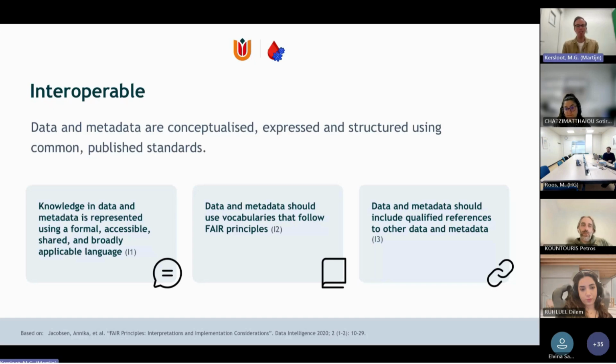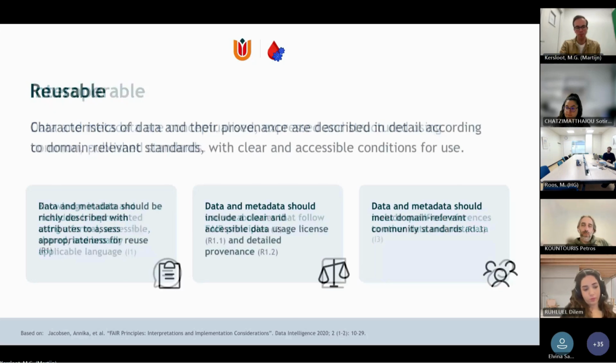And lastly, the data and the metadata should include references to other data and metadata. So for example, if you have reused data from another researcher, then you should maybe add a link to that. If you have carried out your research at a specific site, then maybe you can add a link to that as well. So we really describe the data set that we have well.